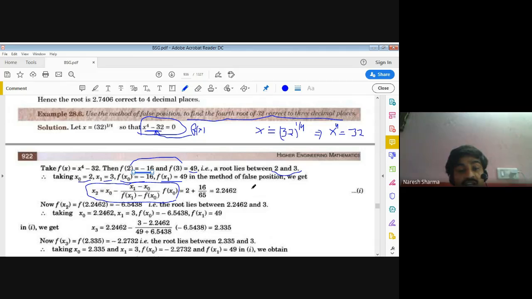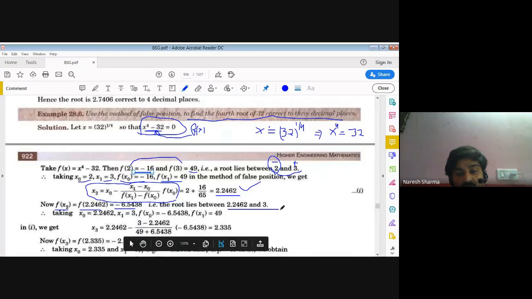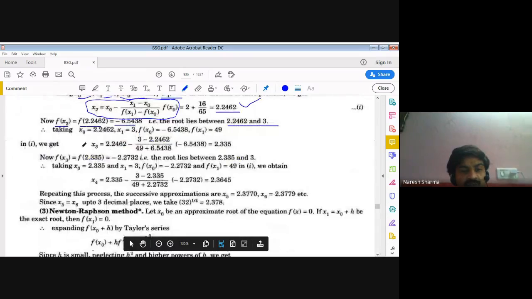Just put them in, you get your x2. Now check at this x2 whether the value of the function is positive or negative. So you just put this value in f(x2). If you see here, it is negative, and previously it was negative at 2. It is negative at 2 and positive at 3, so we replace where the value is negative, so we replace this 2. So now the next root lies between 2.2462 and 3. So similarly you can go through with the same procedure.